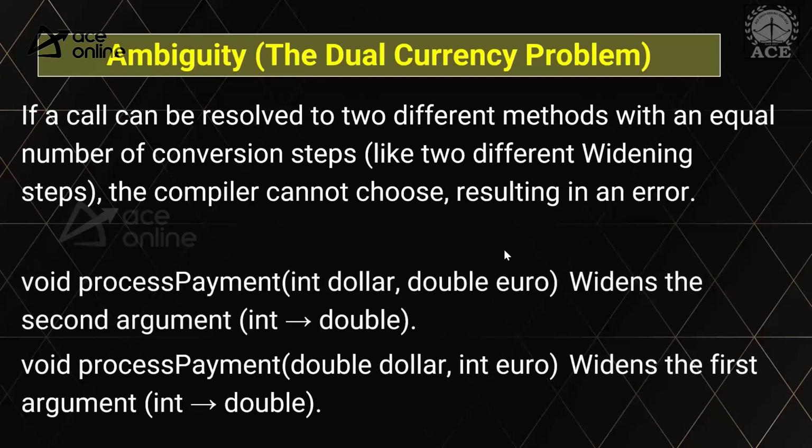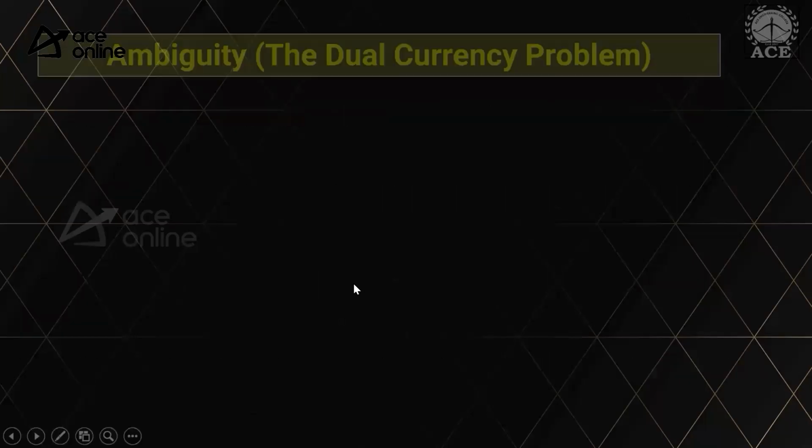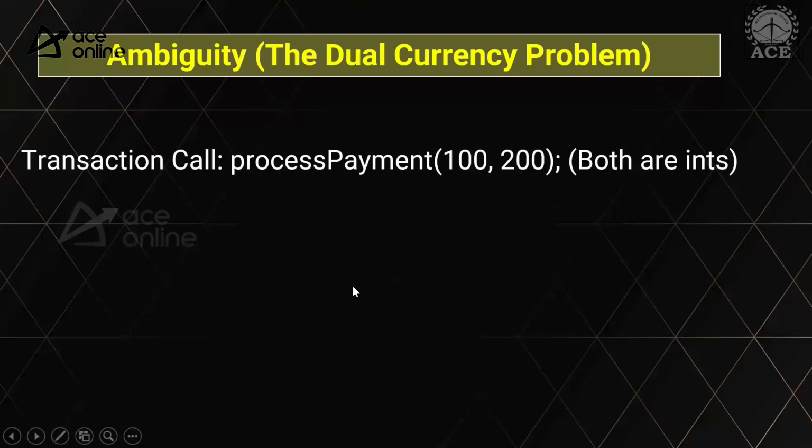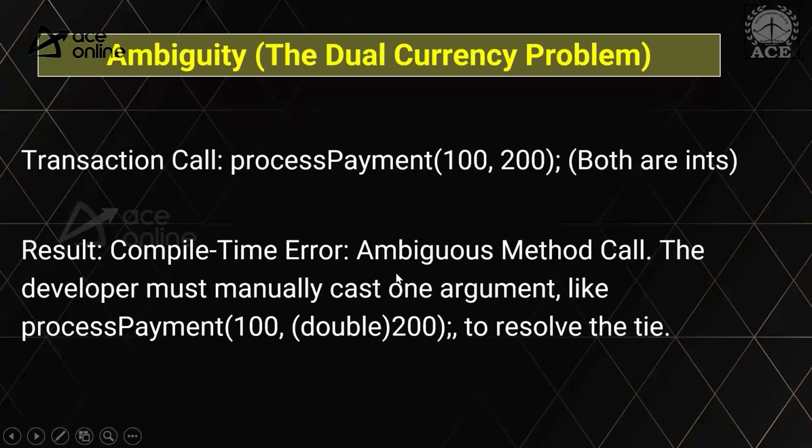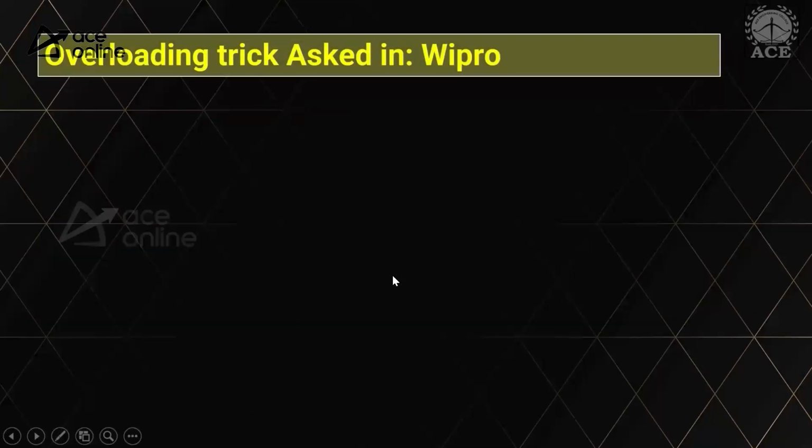Like in this processPayment, if we have double, euro, and here we have something in reverse, then it gives an ambiguity result because both can be applicable. Both can be applicable. Correct? Got my point, guys? Is this clear for all? What is this ambiguity problem we will get? Yeah, nice. So with this, we're done with method overloading.